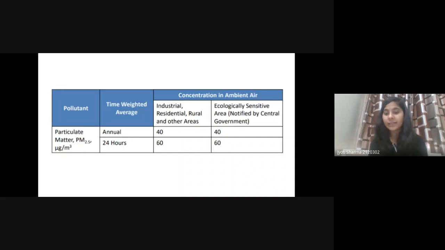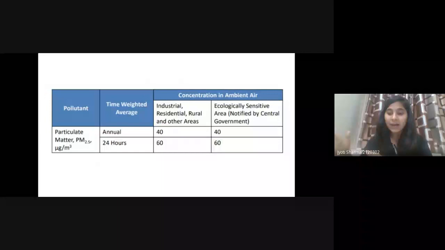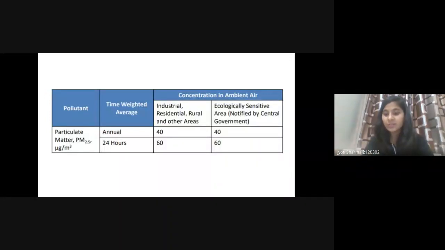equal to the values for the ecologically sensitive areas, and these areas are notified by the central government. But you also have to keep in mind why these values are the same. The reason is that the sensitivity of the plants or the animals in the ecological region is the same as in the industrial, residential, rural, or other areas. So that's why this value has been kept equal. So this is 40-40 and 60-60.